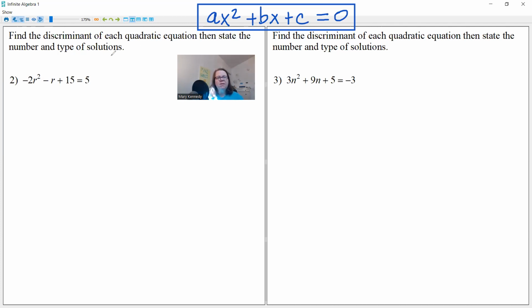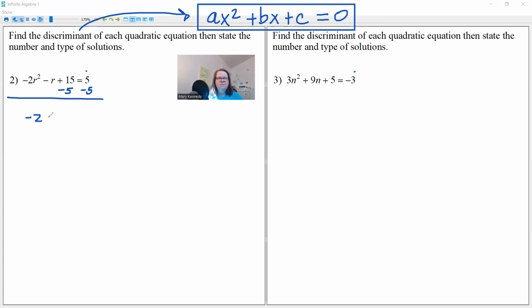So the discriminant uses standard form. And standard form is up here in the little blue box, ax squared plus bx plus c equals 0. So first things first, neither one of these problems is equal to 0. So I need to fix that. So it's equal to 5. So I'm going to subtract 5 from both sides.